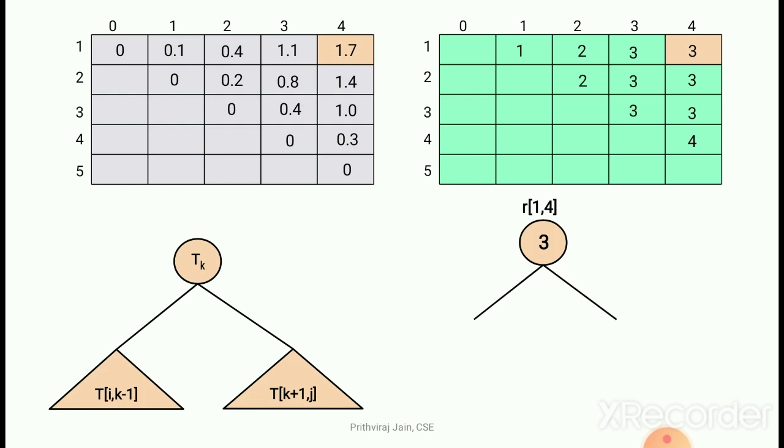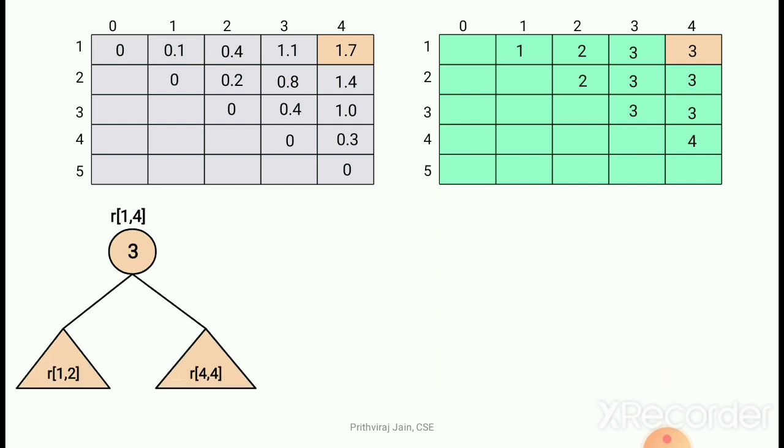Then at the left side we have r of 1 comma 2. According to the standard format, if I consider 3 as my k value, then i is 1, because we have four values here according to the question. So this must be r of 1 comma 2. Then at the right side we have r of 4 comma 4, because k plus 1 is 3 plus 1, which is 4, and j is 4. So this is the tree that we have constructed in the previous iteration.